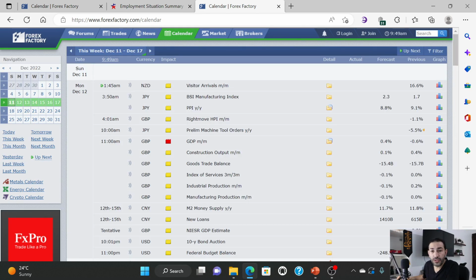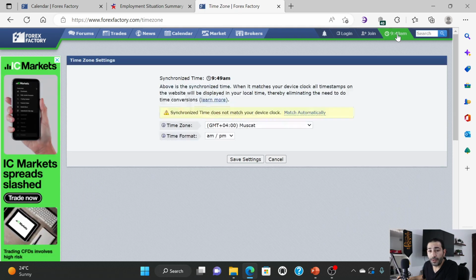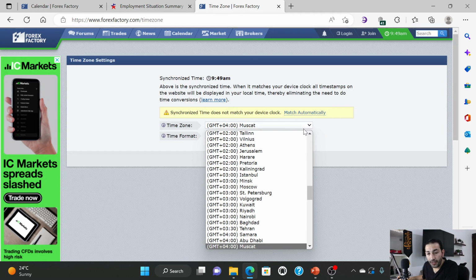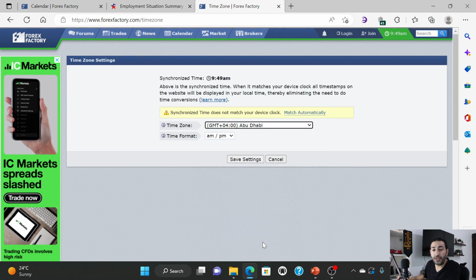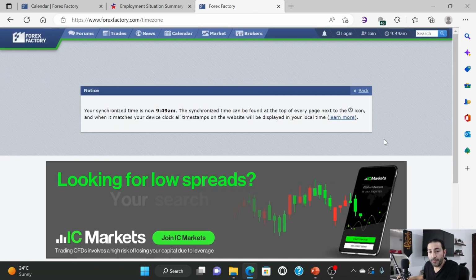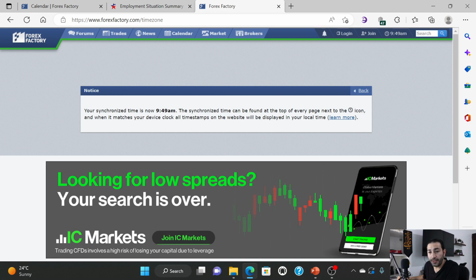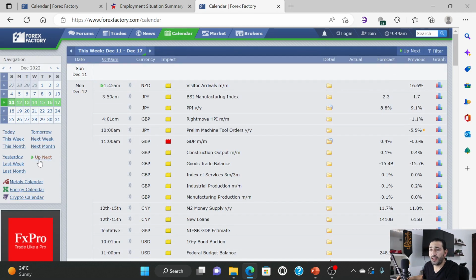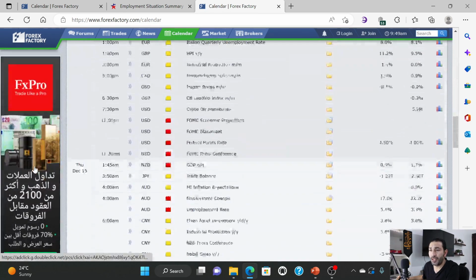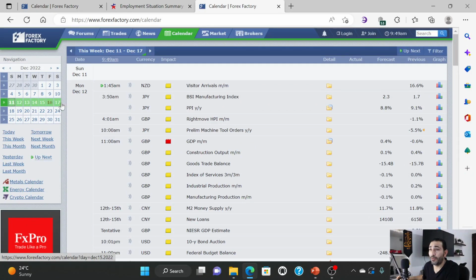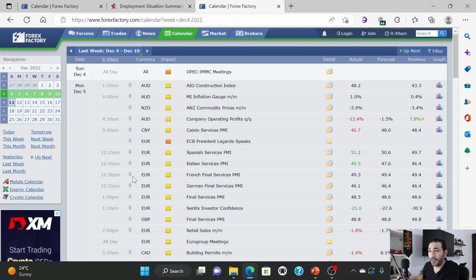If you want to use this website, you can easily set the time using the settings for the time. For example, I'm living in Abu Dhabi. I can set the time to plus 4 GMT for myself. Then this will automatically correlate with my clock on the PC. So if I want to understand more about Forex Factory and how to deal with it, then we can simply go to the legend.